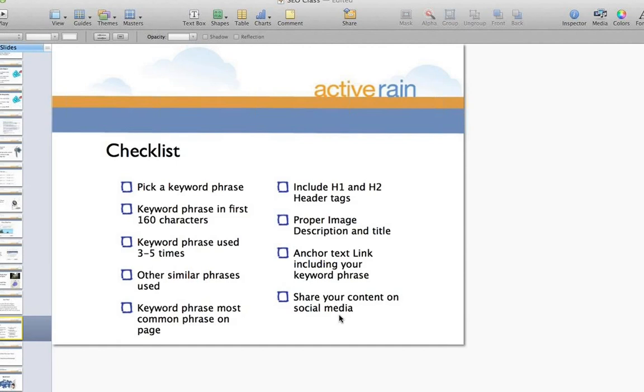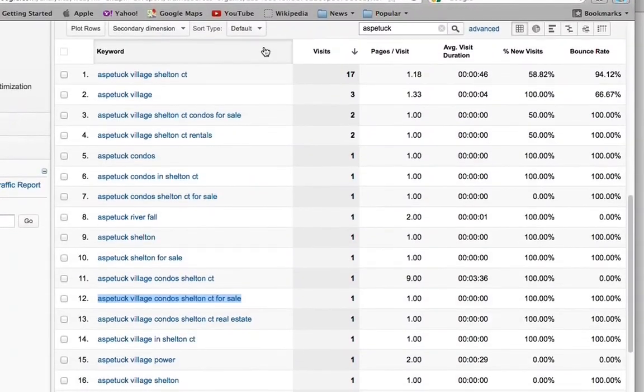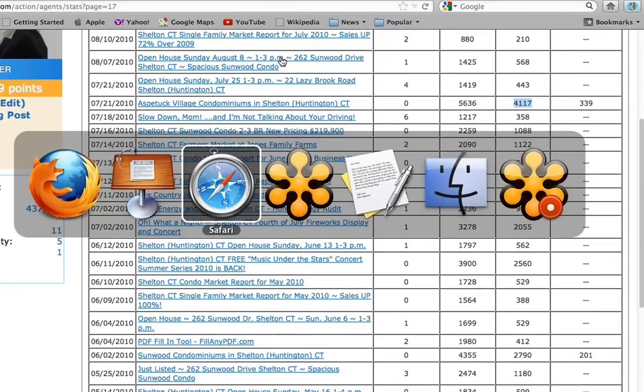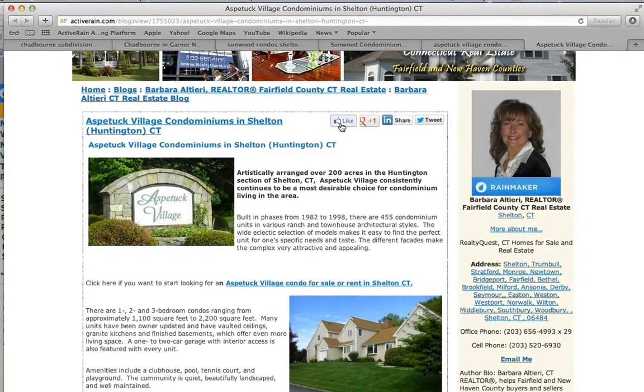One last little piece that I didn't really cover here is sharing your content on social media, right? If you were never going to share your content anywhere but one place, I would share it on Google+. If you don't have a Google+ account, we've kind of been just hammering on Google+ on Active Rain over the last few weeks, but you can do that really easily on your blog posts.